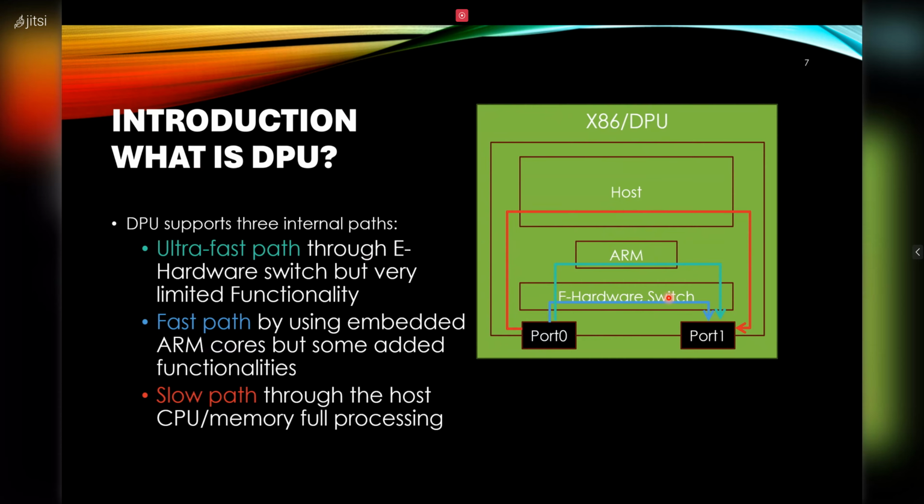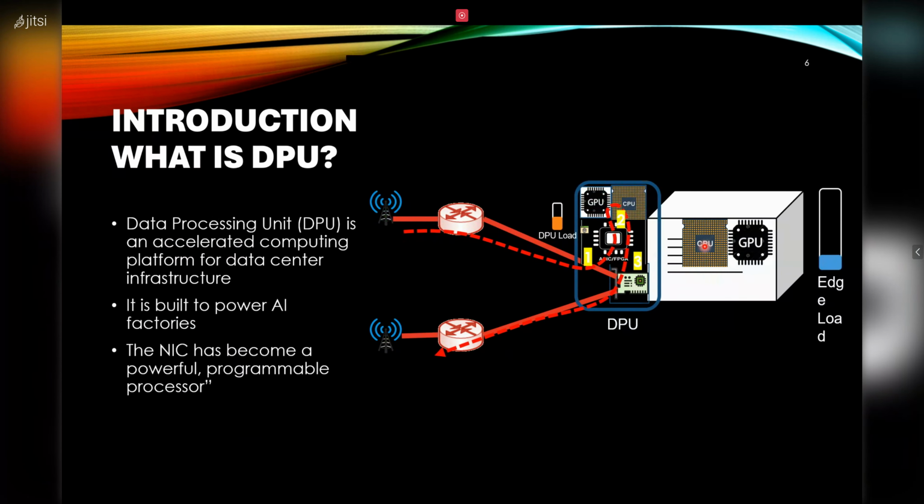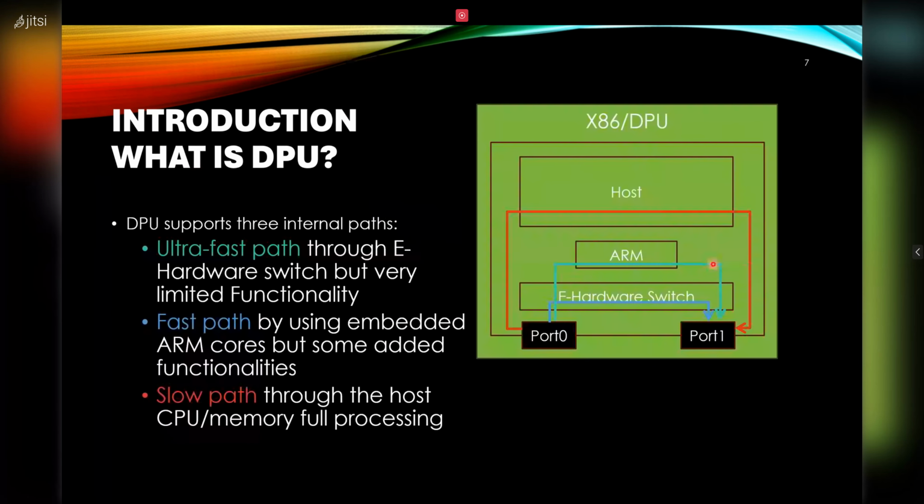But in this ultra fast path, we have very limited functionality, with some fixed functions we can utilize. For example, a packet arrives and we have some function aligned to this packet, and we match this packet with this specific function. It will be received here and forwarded to port 1 without involving the ARM processor and without involving the host, here meaning the CPU and GPU.